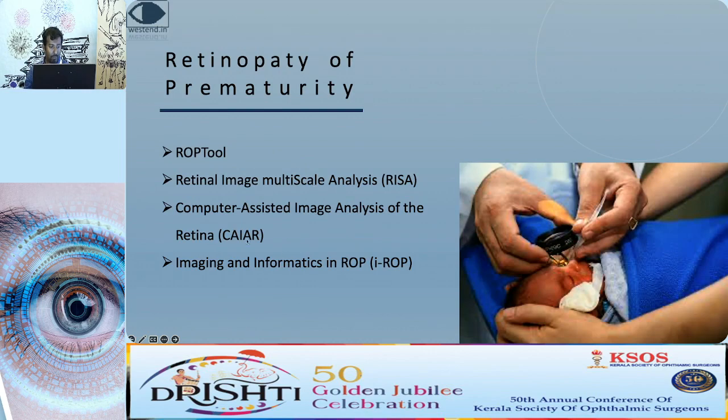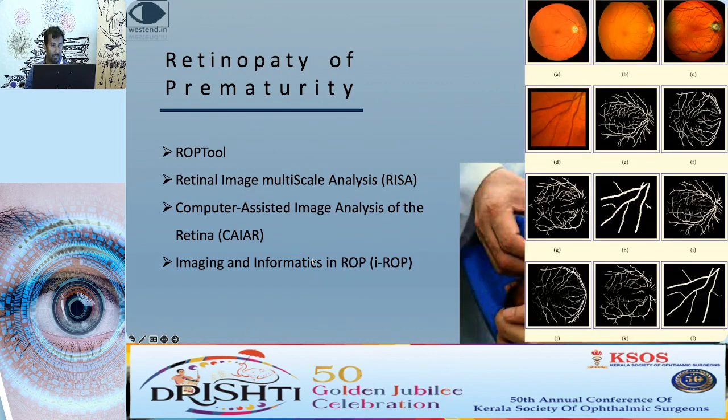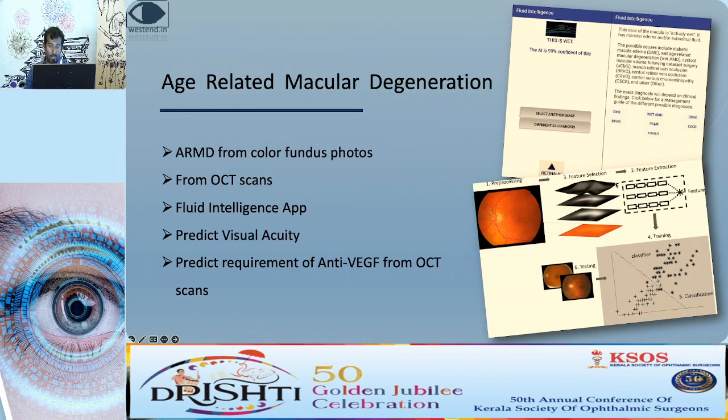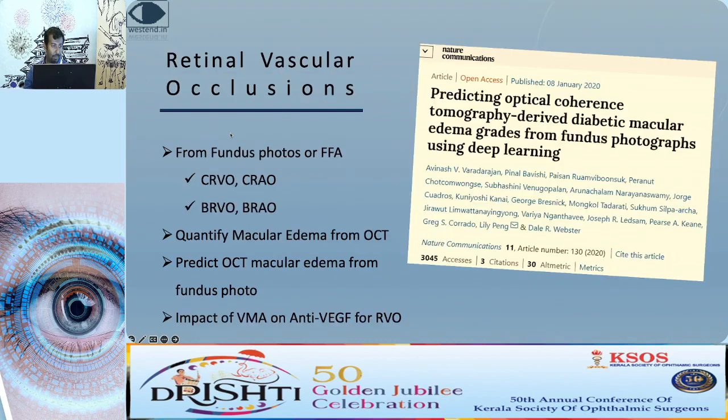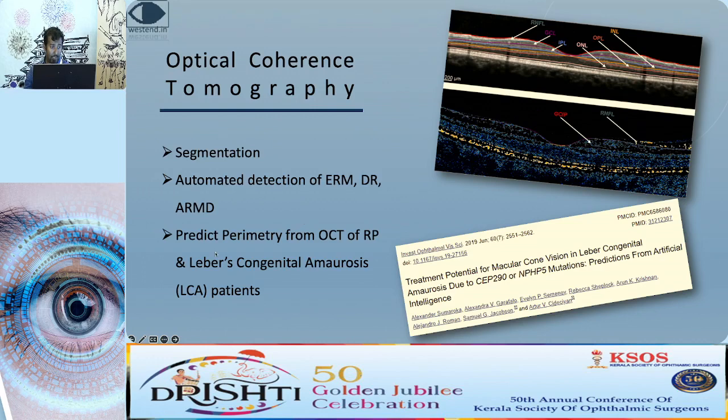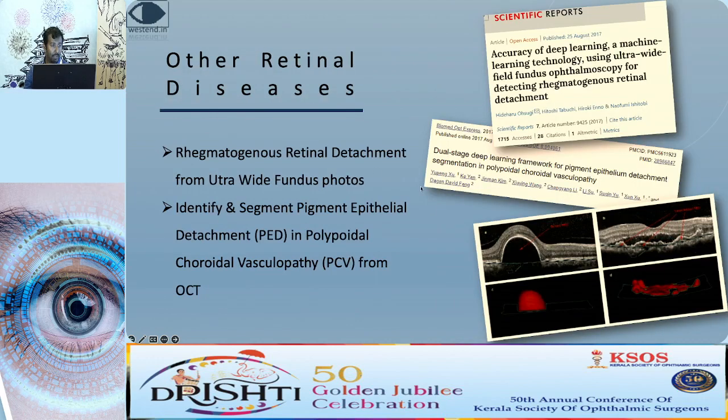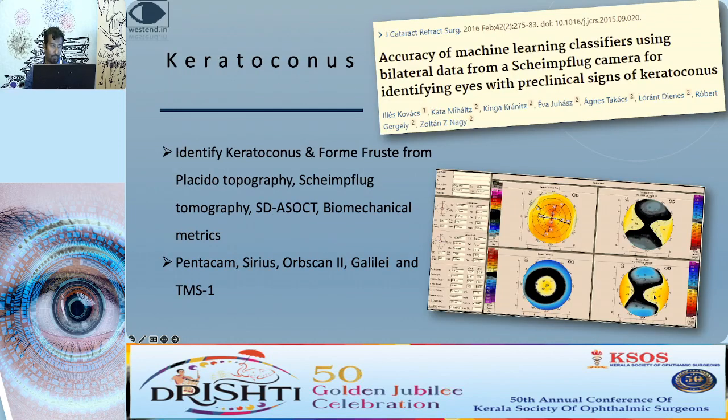ROP has several tools for AI analysis of the images. And age-related macular degeneration is another one. There is an app available on the App Store, Fluid Intelligence, which can look at OCT and tell you about the edema. Retinal vascular occlusions can be analyzed by AI. OCT can be analyzed, not only segmentation, but detection of several things such as ERM and diabetic retinopathy and ARMD and all that. Several other diseases, so retinal detachment, PEDs, all these can be segmented and detected by AI.